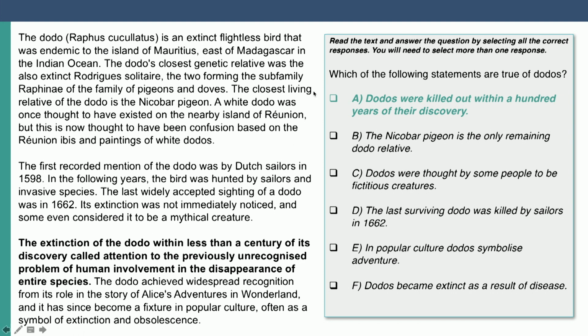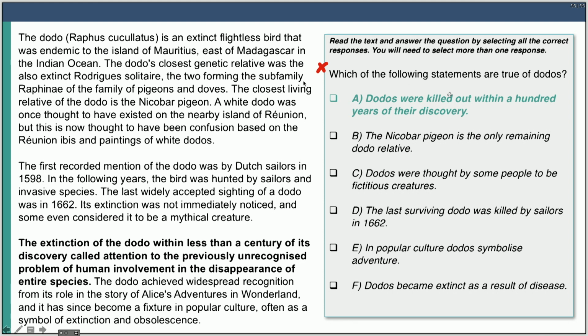So we want to read the answer option. It says, which of the following statements are true of dodos? So it's pretty much asking us which of the answer options say the same thing as the text. Okay, cool. We rapidly and superficially read this, so we get an idea of keywords and the main idea. We're reading about dodos, those weird extinct birds. Now we move to the answer options and we start to do the keyword identification.